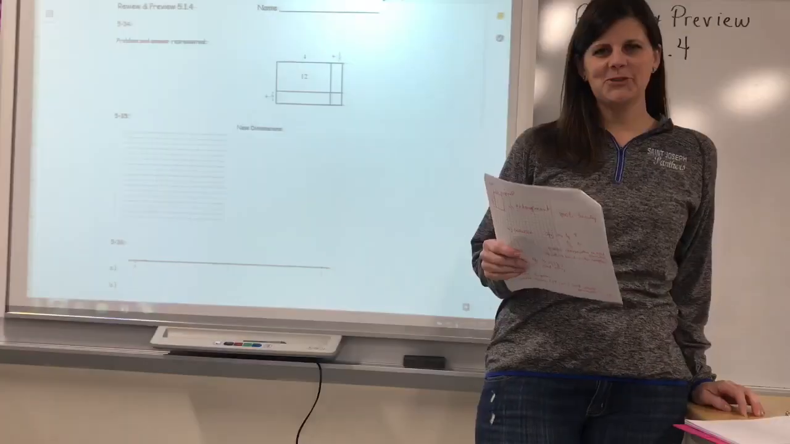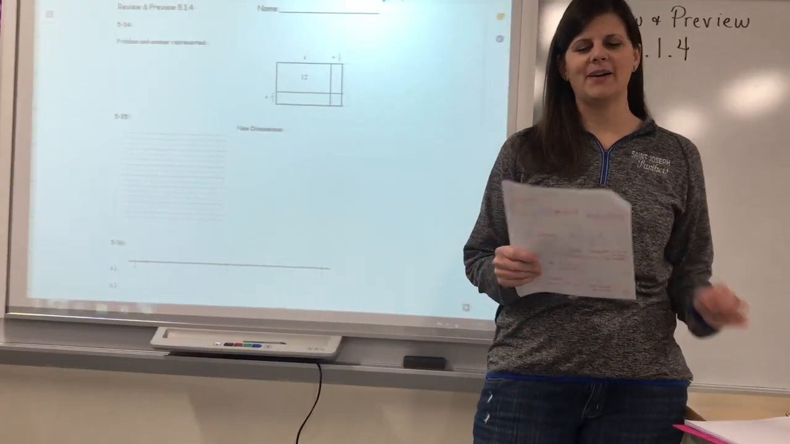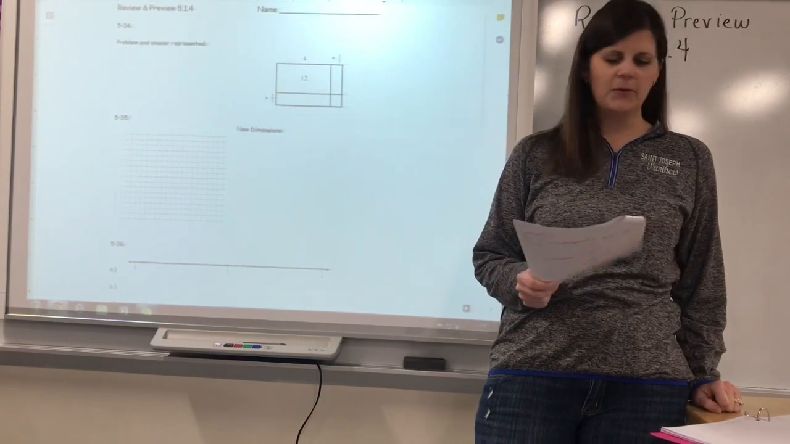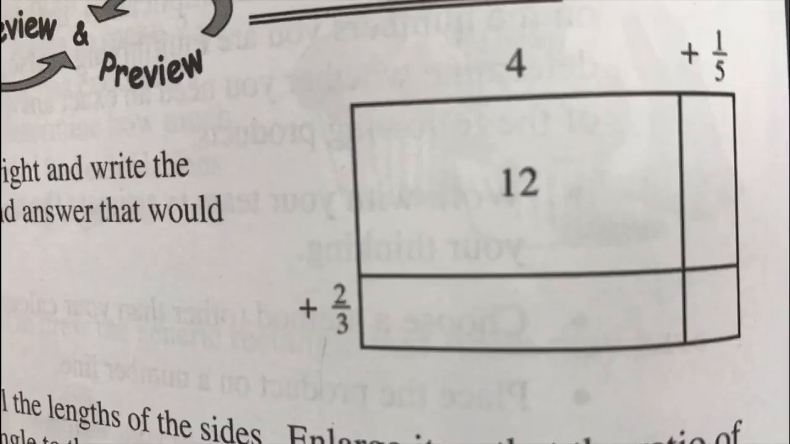We are ready to talk about directions for review and preview 5.1.4. For question 34, we have a generic rectangle, and you have to start by filling in the missing areas and the missing dimension. So thinking about what times what will give me 12. What is 2/3 times 1/5?